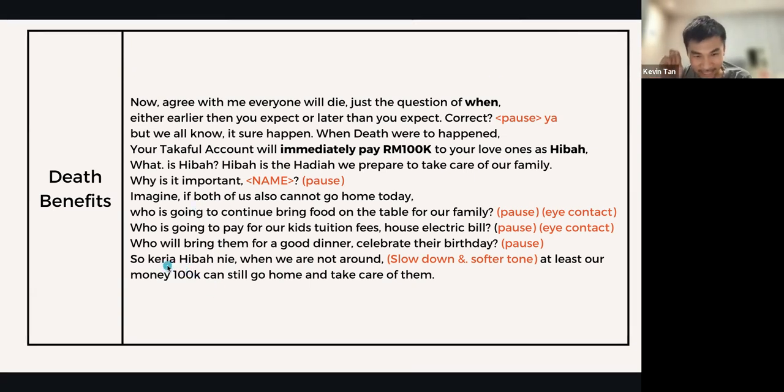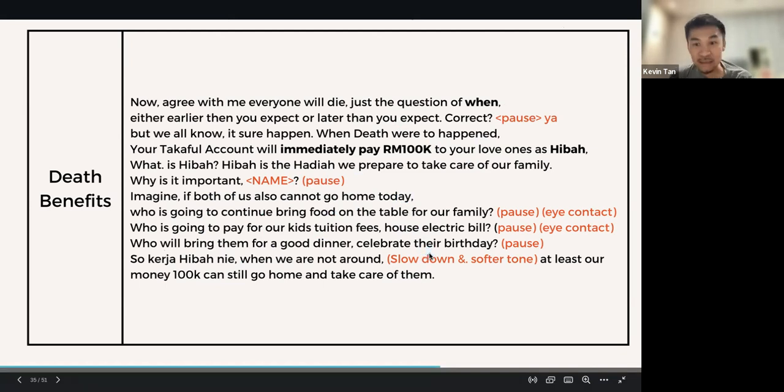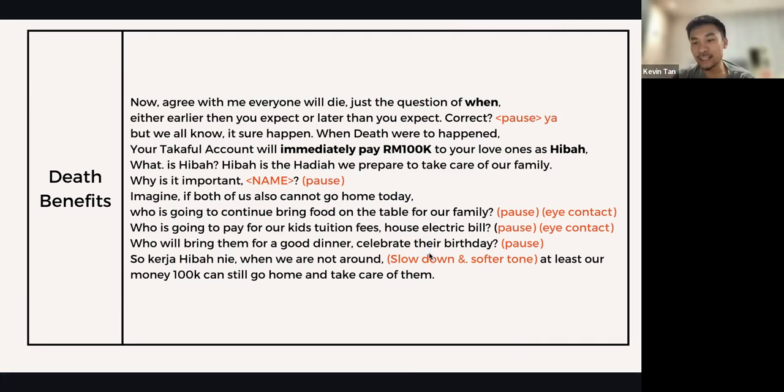So the hibah, when we are not around, at least our money, 100,000, can still go home and take care of them. That is what is meant by emotional. You don't have to cry, okay? But if you practice and do this part right, and the person is really the breadwinner, you can see their face change. You will start to love doing sales. You are like a magician. You realize, wow, my words are so powerful. And that is what we are selling.